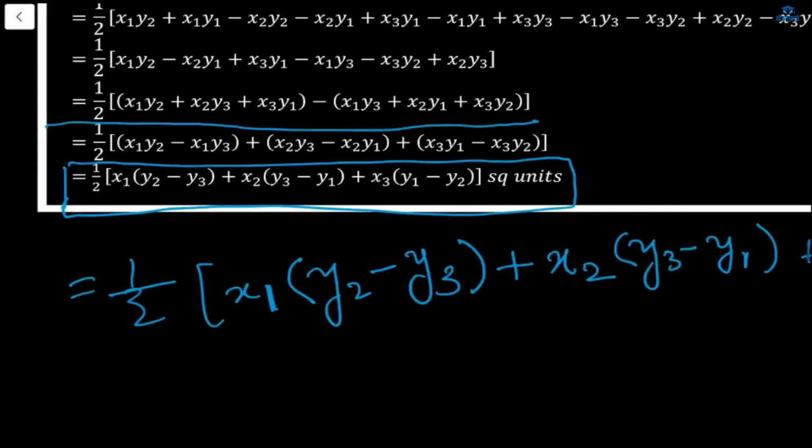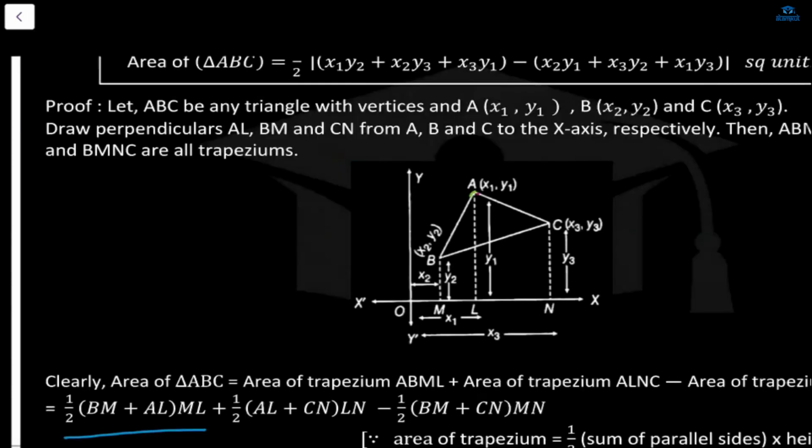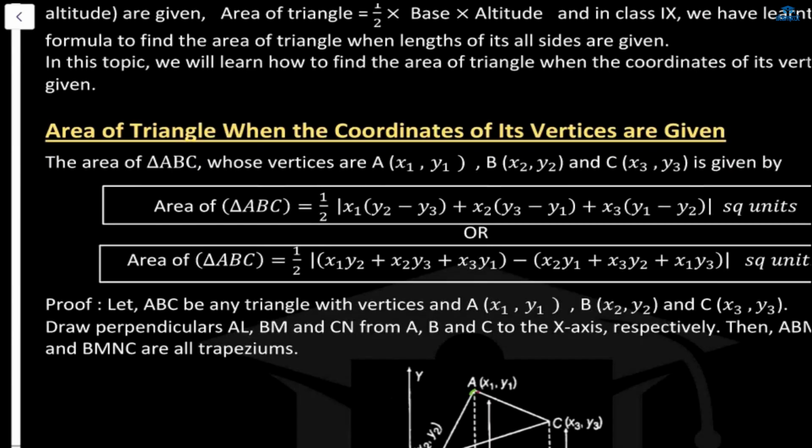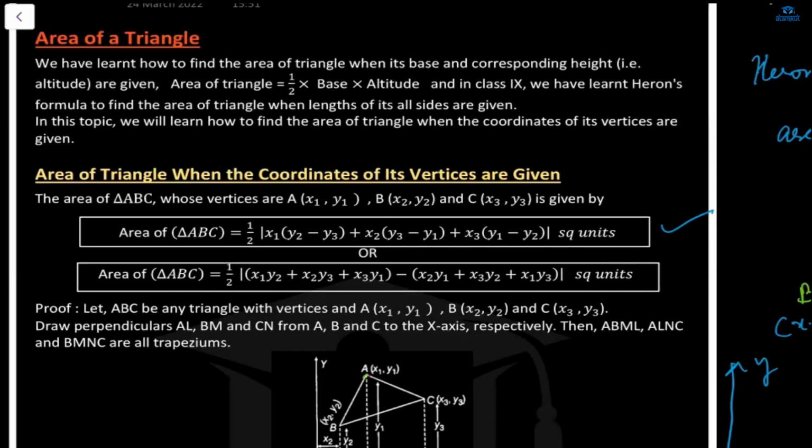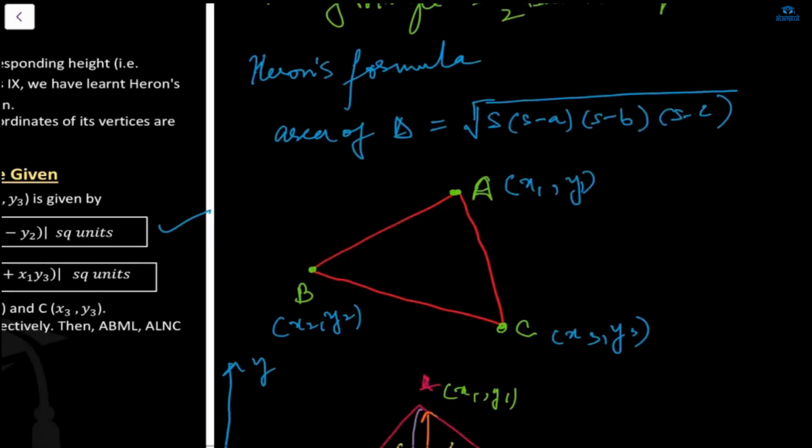Any doubt in this derivation or in the area of a triangle when the coordinates of its vertices are given? Safiya and Rudroniya? Like talking about our triangle with the A point coming before the B point. Yes, Safiya, what are you saying? Repeat. Like in the triangle, if we have the x coordinate of A point before B point, then if we subtract that, it will be negative.